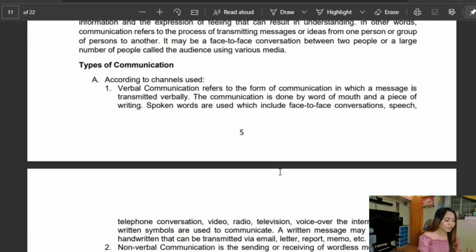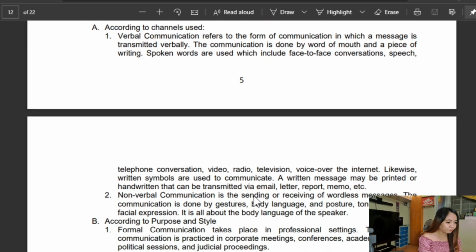So here, it is very important for you to know that when you say verbal communication, it doesn't only mean that it is coming from spoken words. A piece of writing, which also uses words, is also a form of verbal communication. So as long as you are using communicative words, either verbally or through writing, that is still a form of verbal communication. Let's move on to number 2.